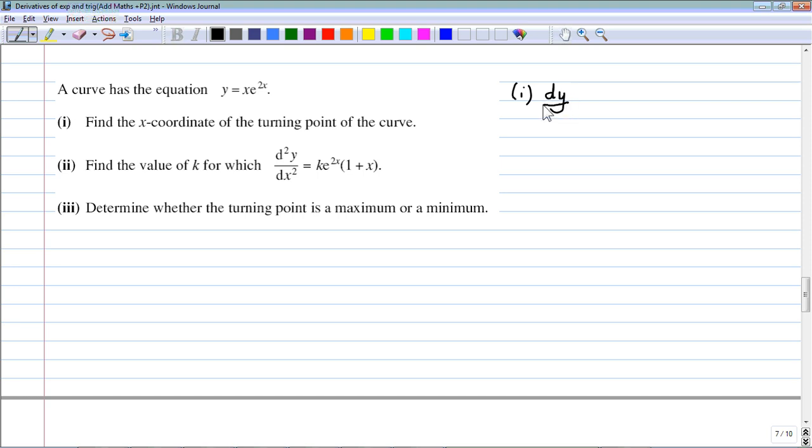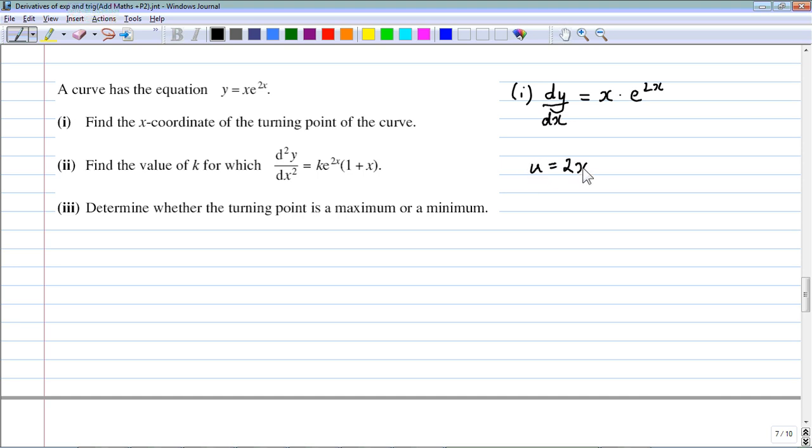Well, dy by dx can be calculated using which rule? That's right, the product rule. So we've got the product rule: u, which is x, times the derivative of e to the 2x. Well, e to the 2x is not e to the x, so the derivative of e to the 2x is not e to the 2x, because we need to use the chain rule. Look at this. Let me write a little side note here.